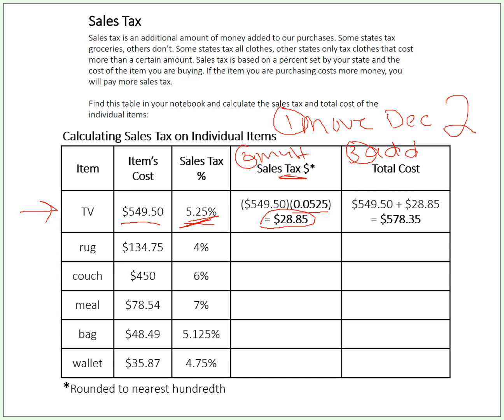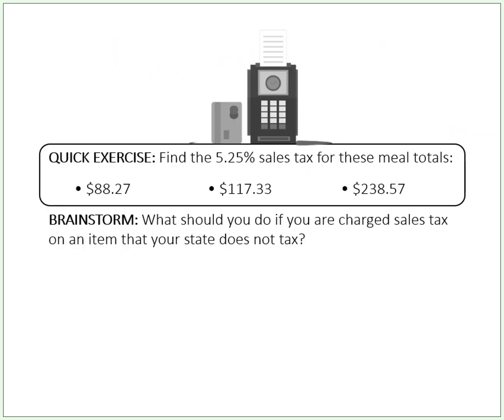Now, because we're dealing with money, we're going to round to the nearest hundredth. Money only has 2 decimal places, so just round to the nearest hundredth, because when I'm dealing with money, I can't have like 0.756. That would just become 76 cents. So round to the nearest hundredth because it's money. Then work through your exercise and brainstorm.